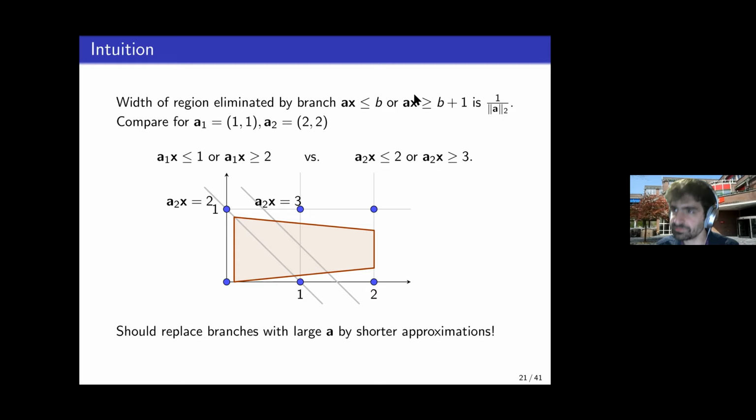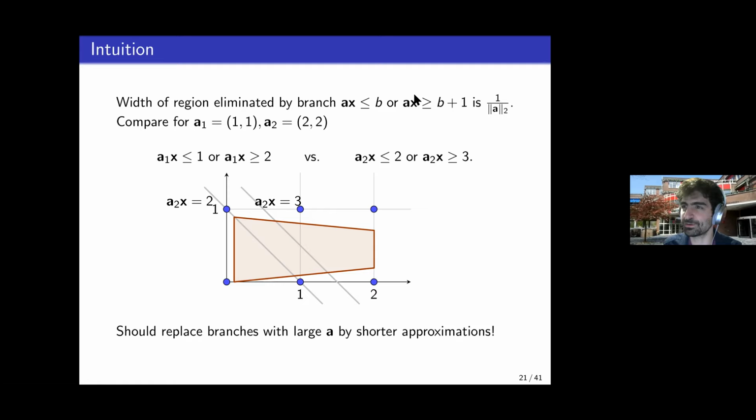So, good. Now, let me say a few words about what could possibly happen if you have gigantic coefficients. Mainly we're worried about A having gigantic coefficients. If you think geometrically, the space that is cut off, the stuff in between AX being B and B plus one, gets smaller and smaller in width. The width of the band that gets cut off is one over the magnitude of A. So if you use really huge coefficients, you're cutting off tinier and tinier strips.